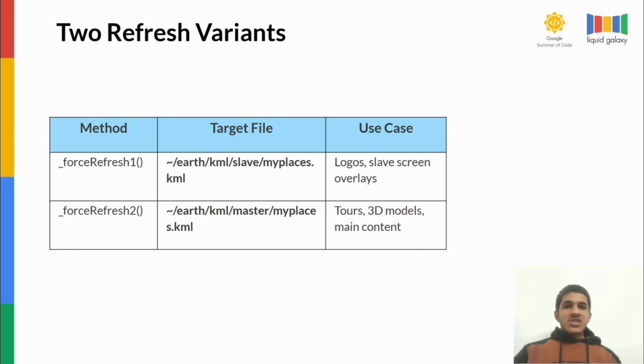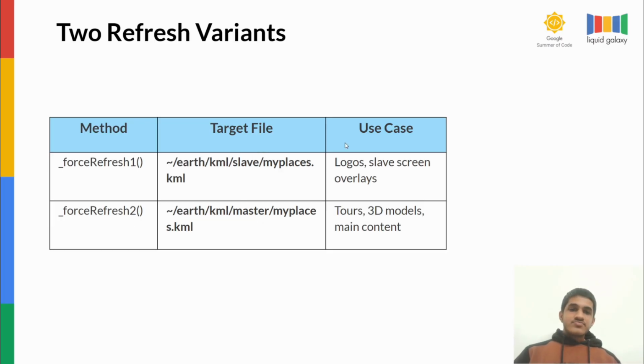Let's talk about two refresh variants. So as you can see in this table, there is a method force refresh 1 and a force refresh 2. This force refresh 1 targets to refresh the slaves specifically. You have to give importance here. This is for the slaves, and this force refresh 2 is for the master one.